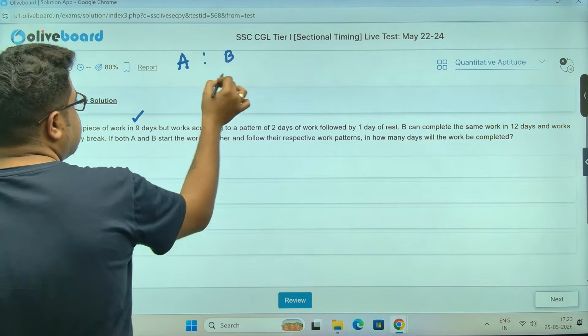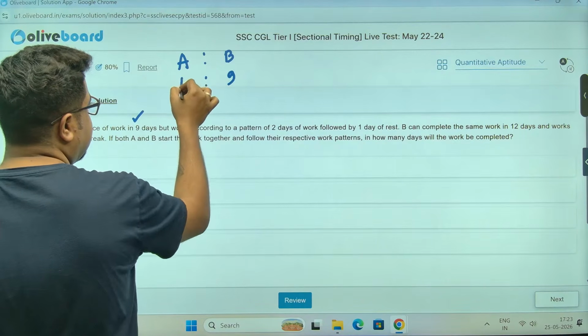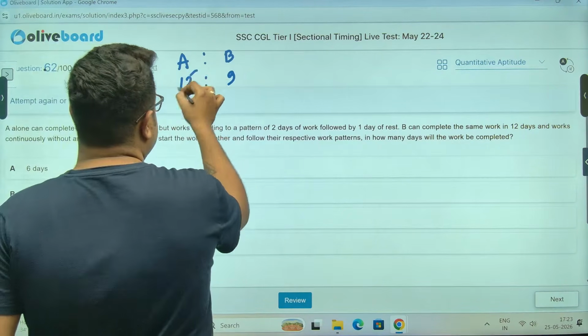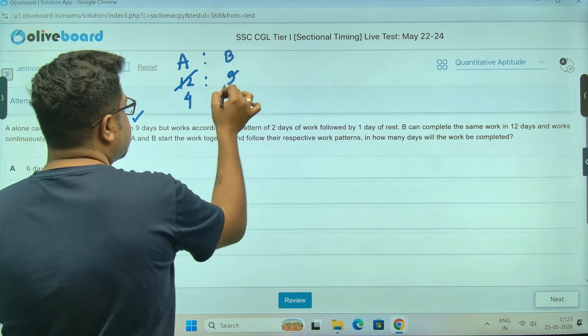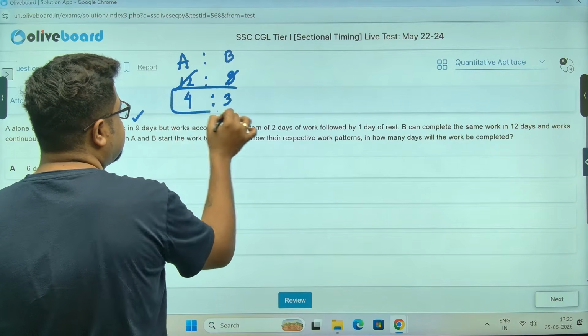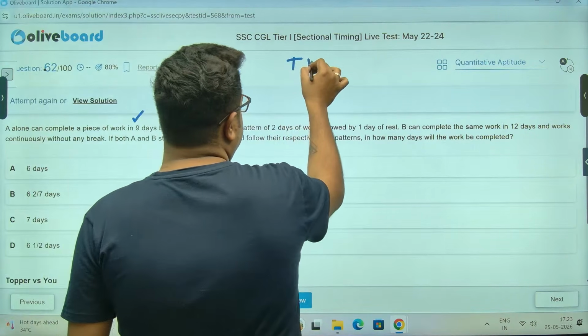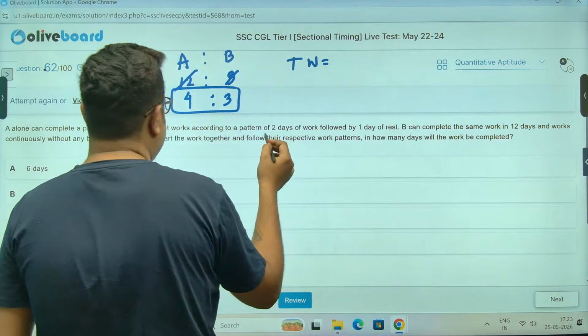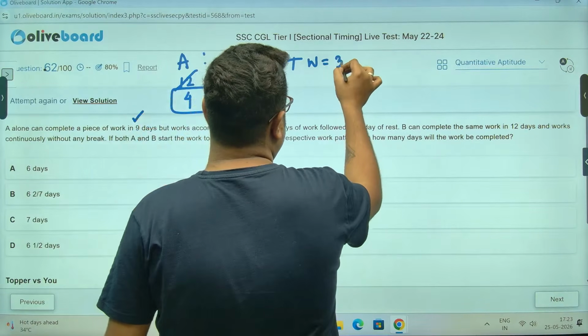So 9 days for A, 12 for B. Again, it gets switched, so that's what I've done: 4 and 3. This is the efficiency ratio, sir. So total work will be what? If I calculate through A, 9 times 4 is 36 units.